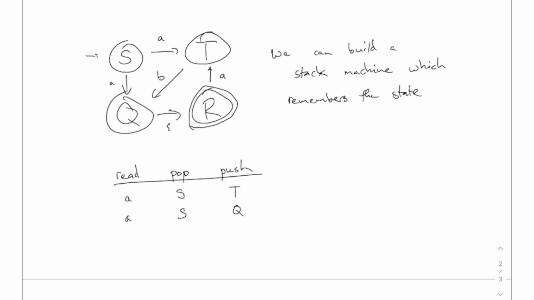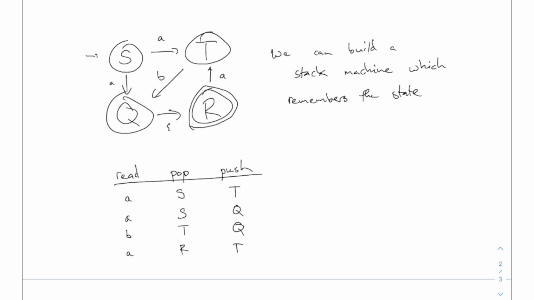Because you can also change the state from S to Q reading A. And then all those other arrows need to be translated into lines of my stack machine. So I see, for example, an arrow from T to Q with a B. That looks like read B, pop T, push Q. I see the other A arrow from R up to T is a read A, pop R, push T.